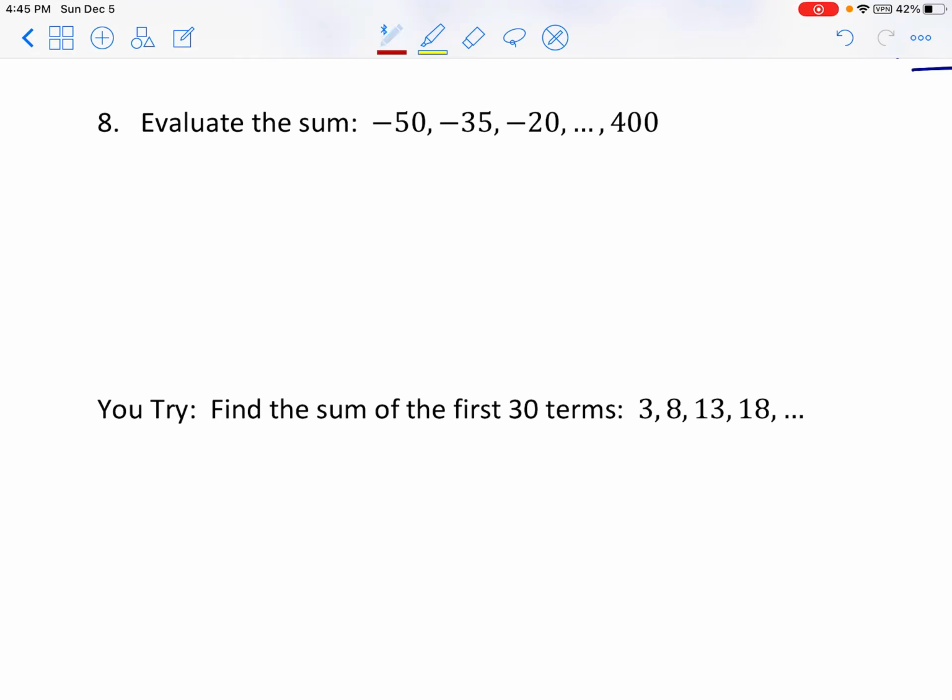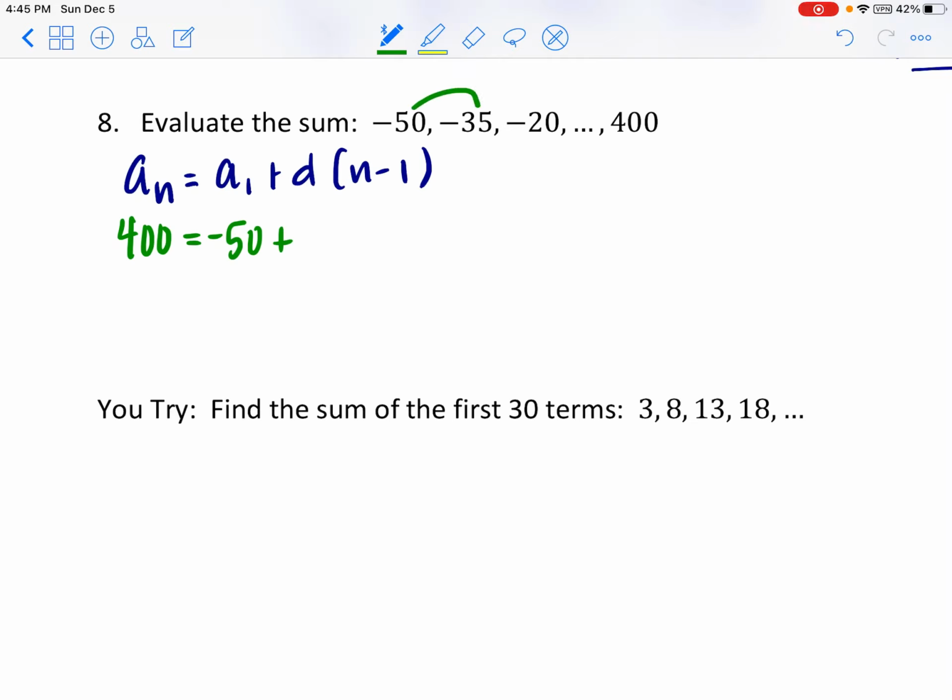So I'm going to have to use a different formula before I can use my sum formula. So my explicit formula, remember, says any term on this list is the first term plus the common difference multiplied by n minus 1. I need to know n. Since that's in my explicit formula, I can use my explicit formula to figure out what that n is supposed to be. So the last number on my list is 400. That's a sub n. And a sub 1, that's given to me as negative 50. My common difference, I can see, I'm adding 15 to get from one number to the next. So I can put a 15 here, and then n is going to stay in as my variable. So now I can solve this equation for n.